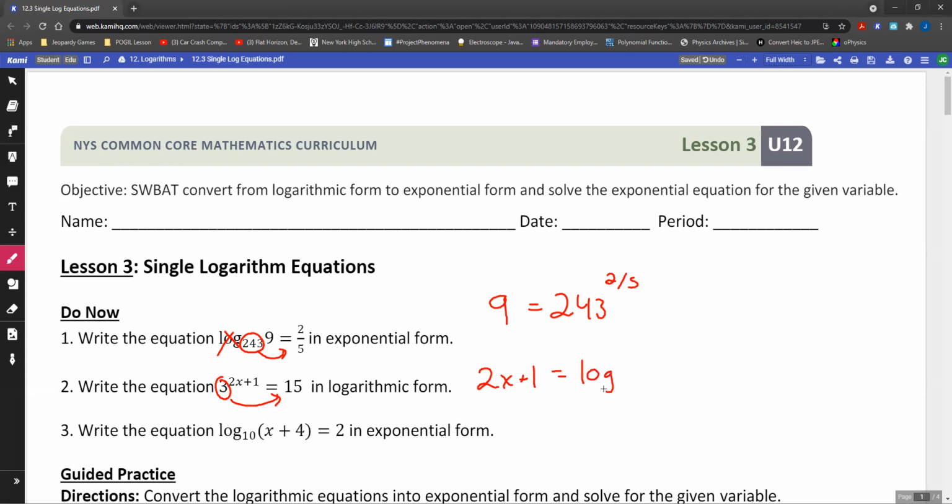I add in log because of the moving of the 3. And we're going to take the log of 15. Over here, I have the log already. I'm going to drop the log and move the 10 over. So I'm left with x plus 4 equals 10 to the 2. All right. As you can see here, we already have ways that we can start solving for x.